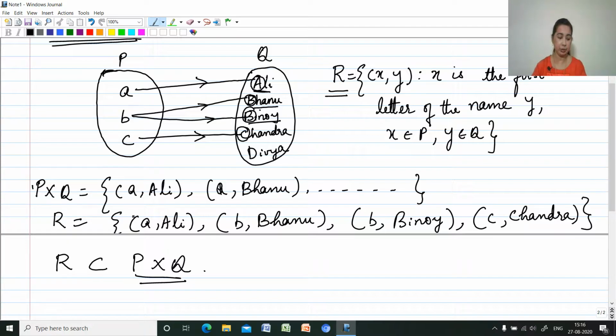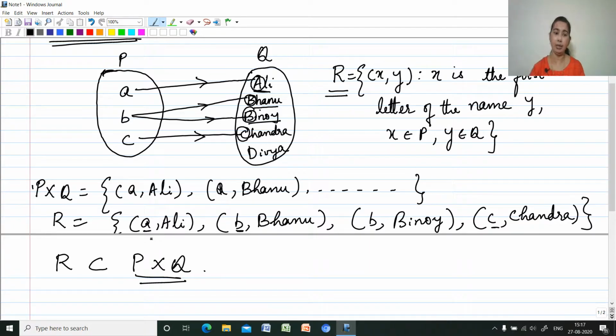So that is about relation. Now, what do you mean by domain and what is the range? Domain means all the first set elements coming in the relation. So in the relation we can see the first set elements are A, B and C. All the first set elements are satisfied in this condition.